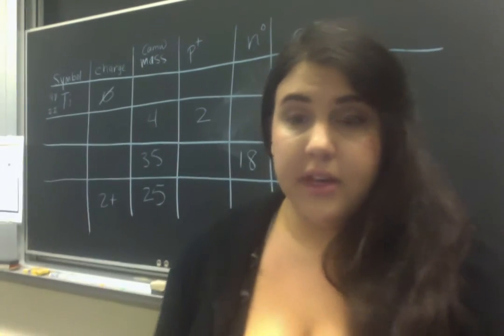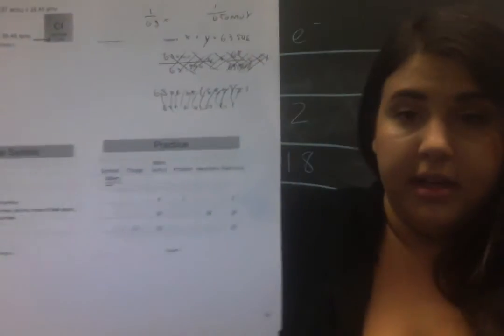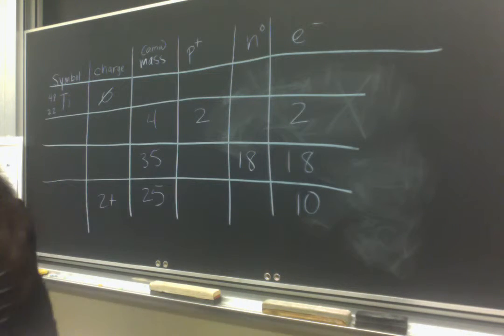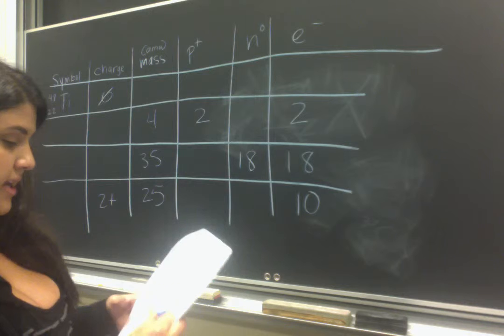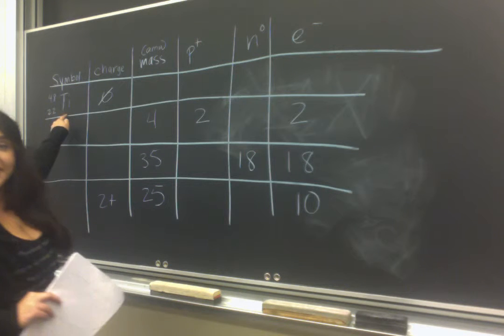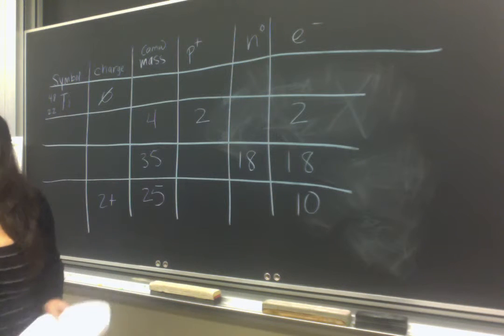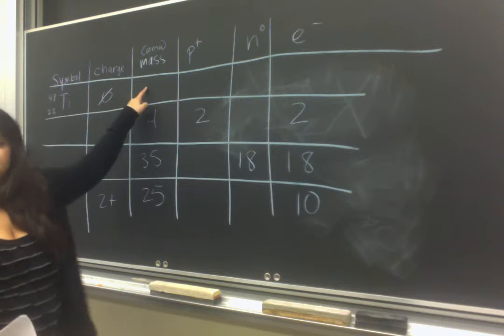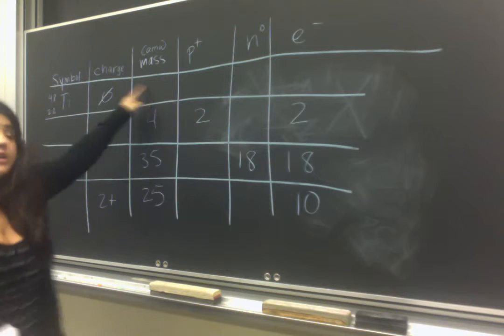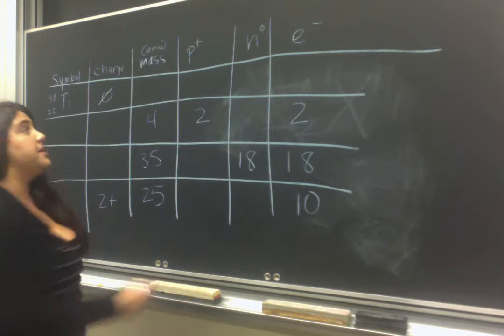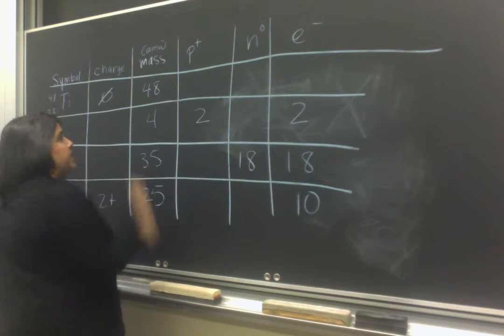Alright guys, so what I have here is the practice in the lecture notes. What we are going to do is work through these together. The first symbol is Ti, for titanium. The mass, where would I find the mass for that? The mass I would find on the nuclear symbol, the top number. So instantly for the mass I put 48.